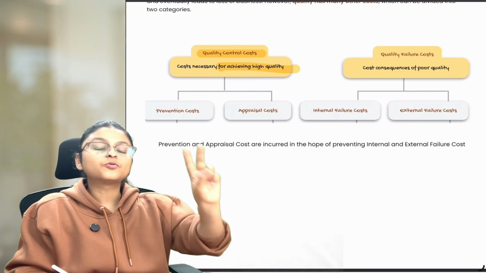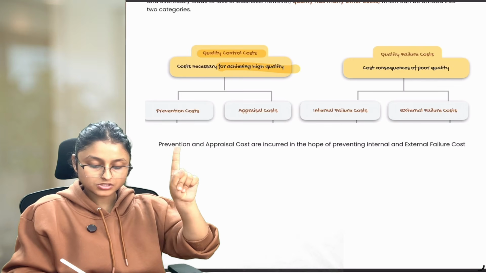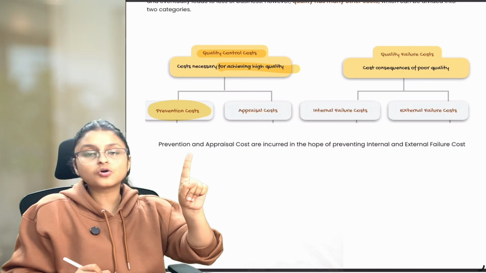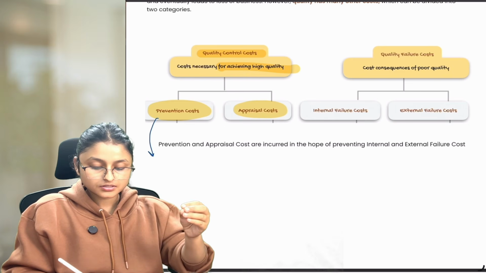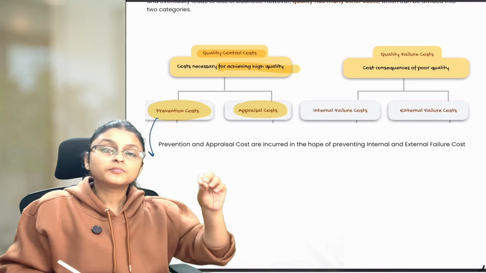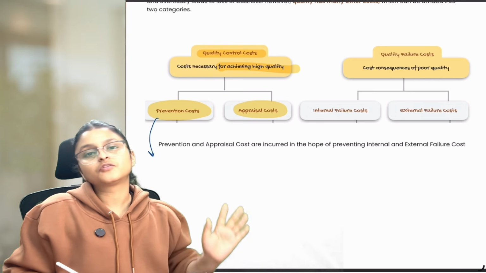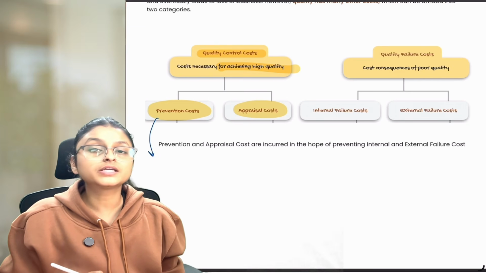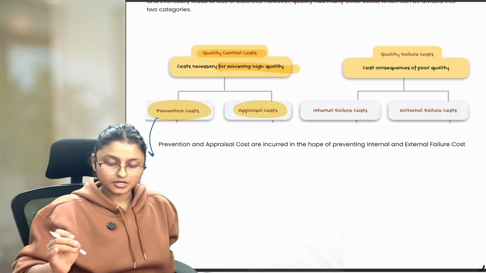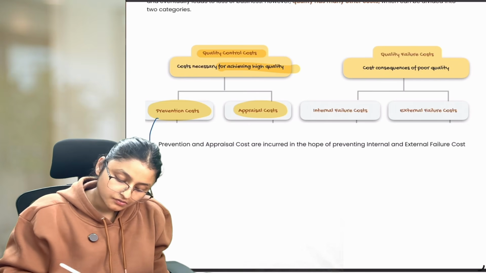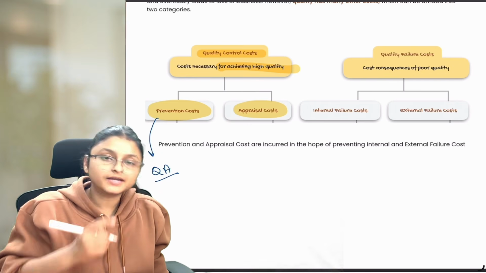For achieving high quality, we incur two different types of costs. The first one is prevention cost and the second is appraisal cost. Prevention cost is the cost incurred for preventing defective products. We are not allowing any defective products, or we are not letting products become defective. For that, what will we do? We will do quality assurance, right?